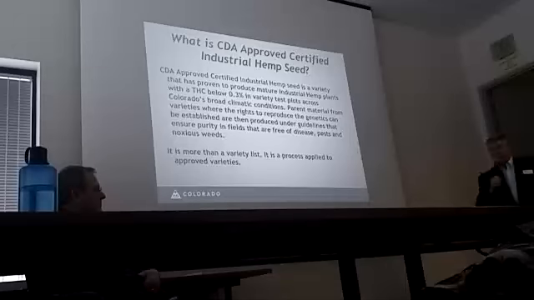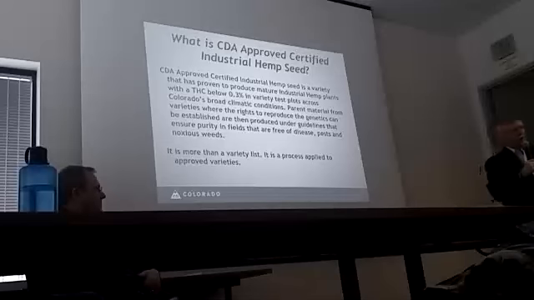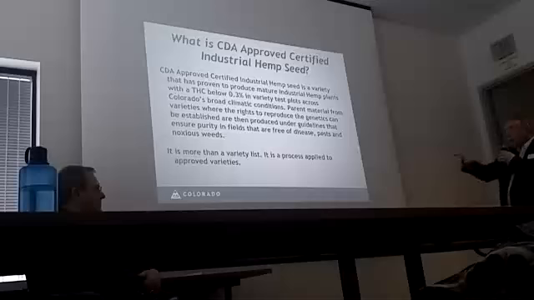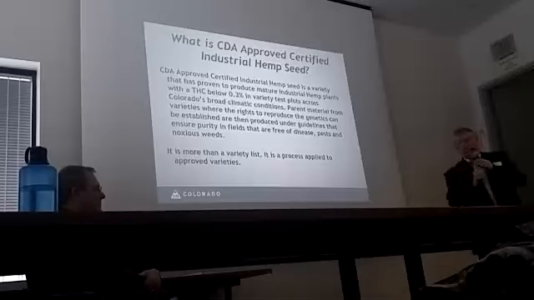So it's more than a list of varieties. A list of varieties means almost nothing. They have to be varieties that we know produce, and then the farmer can be assured that what he's buying is what he's getting. Same thing you would do in any other crop. So it's really not a variety list, it's a process applied to varieties.